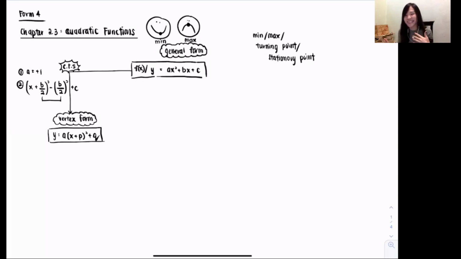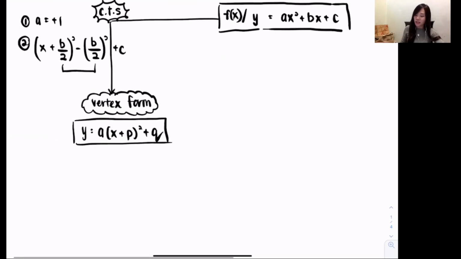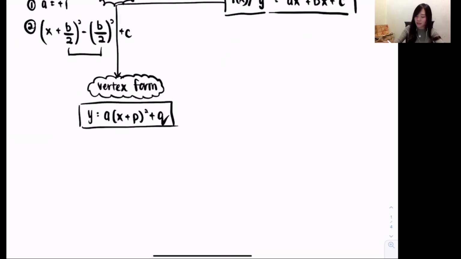So my dear, I got the general form. Always when you want to find maximum or minimum, you must change it to vertex form. So once it becomes vertex form, how will vertex form provide you the maximum or minimum point? Look at this vertex form. What is a very special thing about it? They got a, p, and q. So these 3 things will actually bring you the maximum or minimum point.